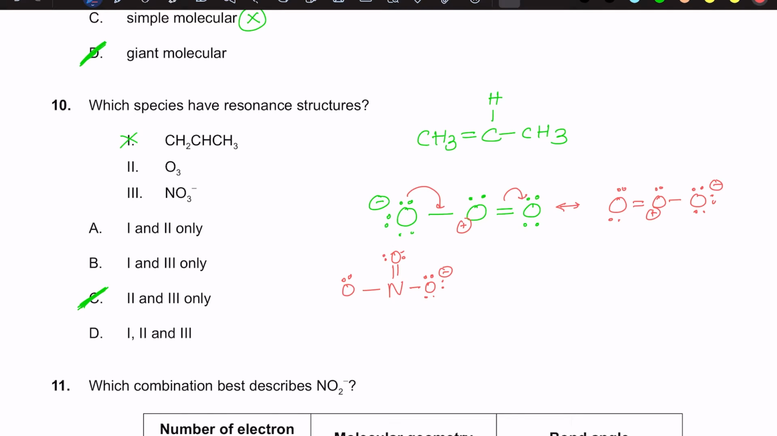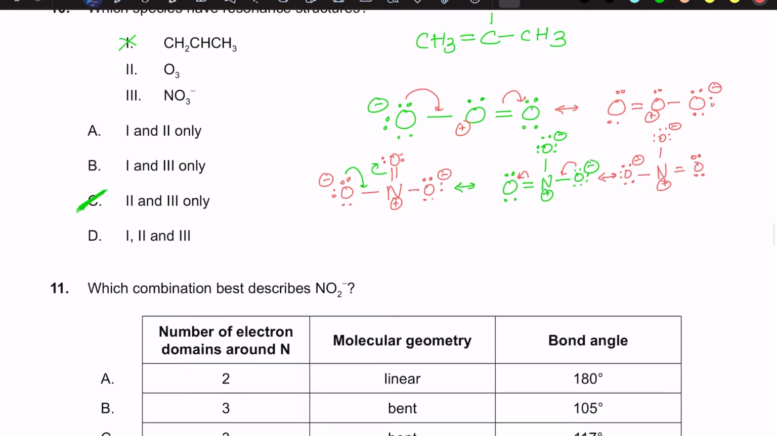This is your NO3 minus, and there's a positive charge on nitrogen. Now what happens is this electron pair can come here and it can form a resonating structure. And then the other one is like these electrons can come here and this bond can open up, giving you the last resonance structure. Minus, this is 1, and this is the other oxygen. Nitrogen will have a plus. So obviously 2 and 3 will show resonating structures, and C is the right answer.